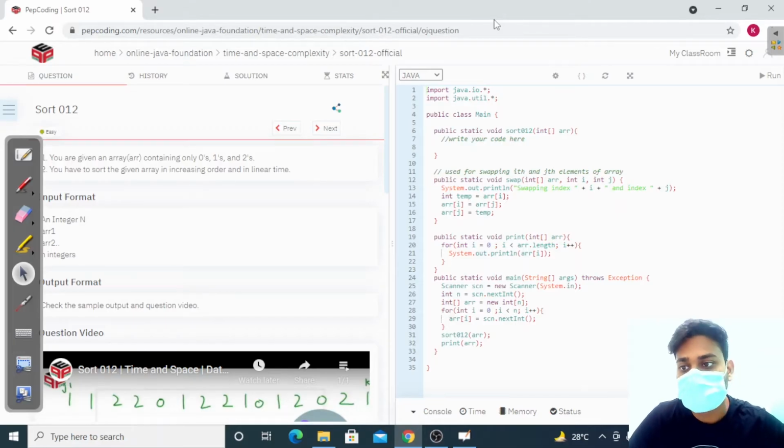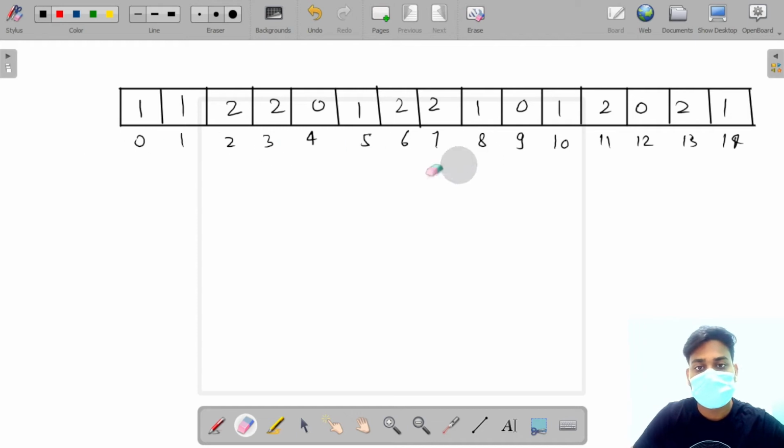Hello everyone. So the problem is we have to sort 0, 1, 2 and the challenge is we have to sort 0, 1, 2 in a single order traversal. So let us understand the problem.